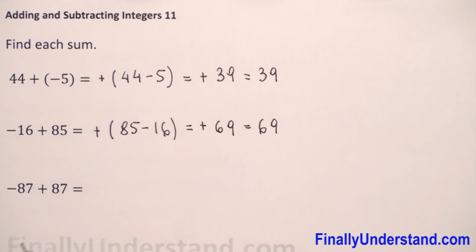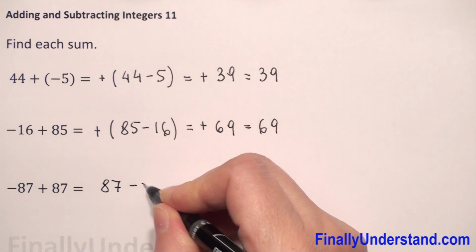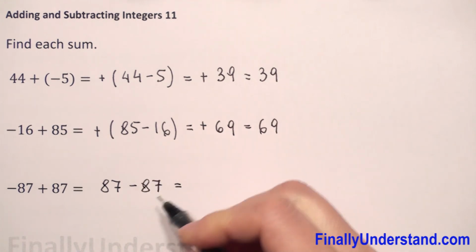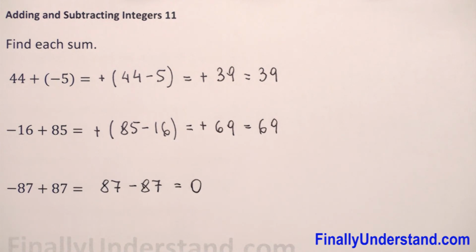The last example, we have negative 87 plus 87. In this example, the numbers are the same, 87 and 87. So we just rewrite this expression and start with the positive number. So we have 87 minus 87. And we know that 87 minus 87 is, of course, 0. This is my solution.